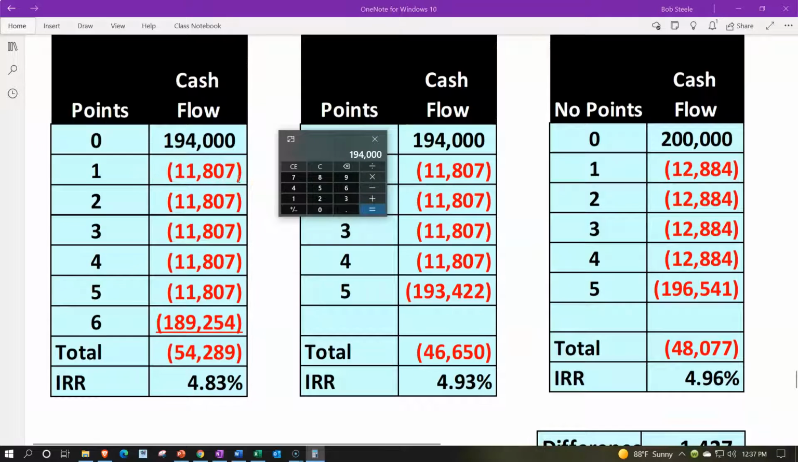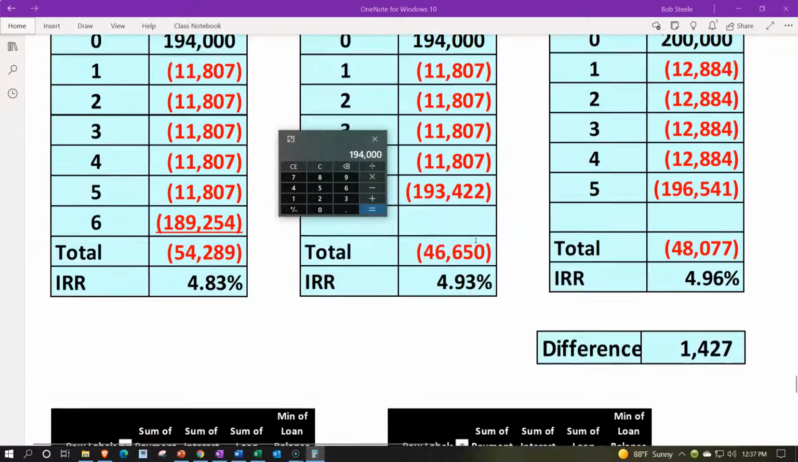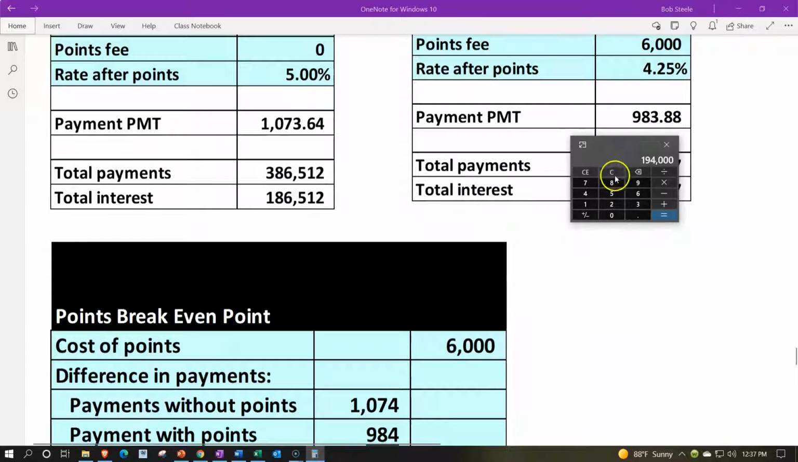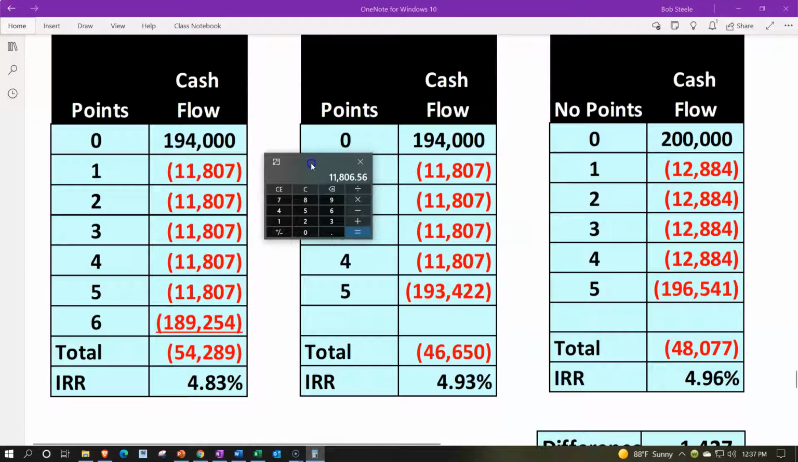And then we're going to say that if there were points, and we summed up the payments, 11,807 on the payments each time period, which you can also calculate up top, which would simply be the payments of the 983.88 times 12. So we got yearly payments of about 11,807.